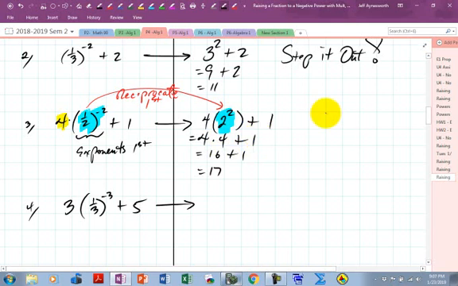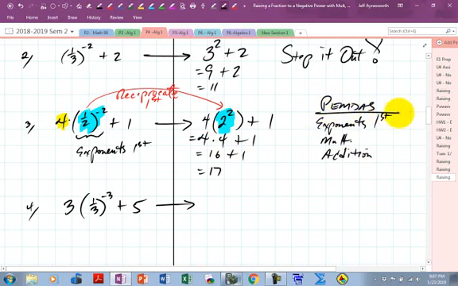Exponents first, then multiply, okay, and then addition. All right, follow the order of operations, okay? PEMDAS if you're taught in the United States. Okay, let's try it again.